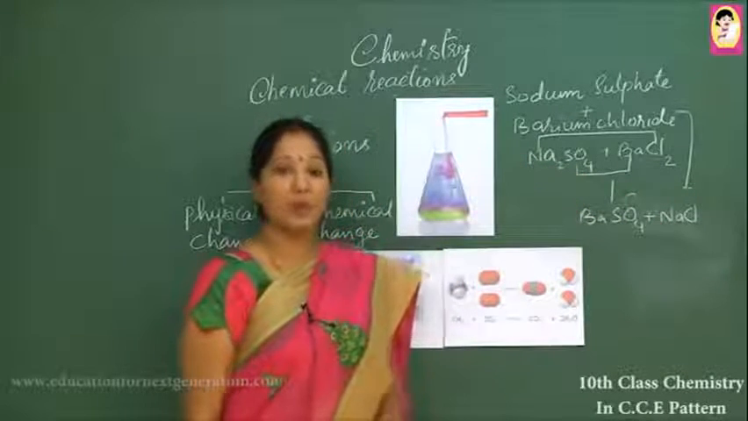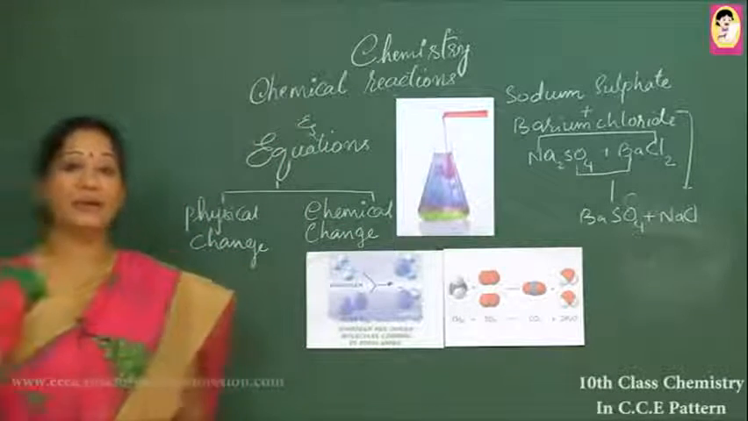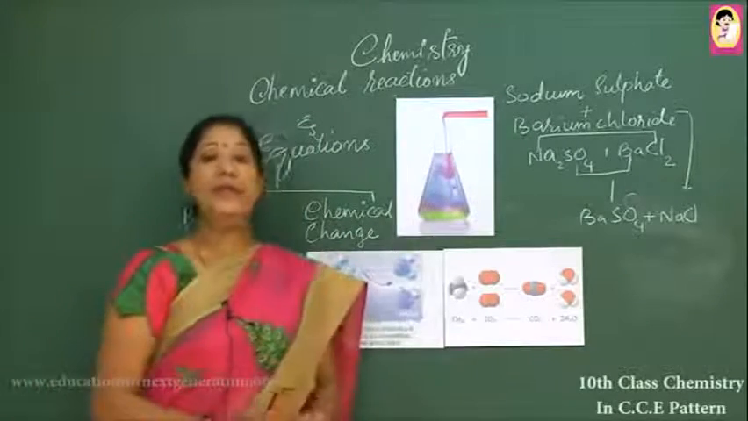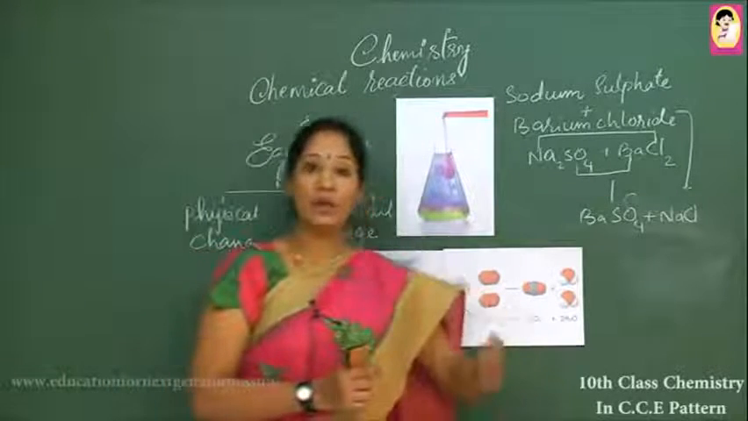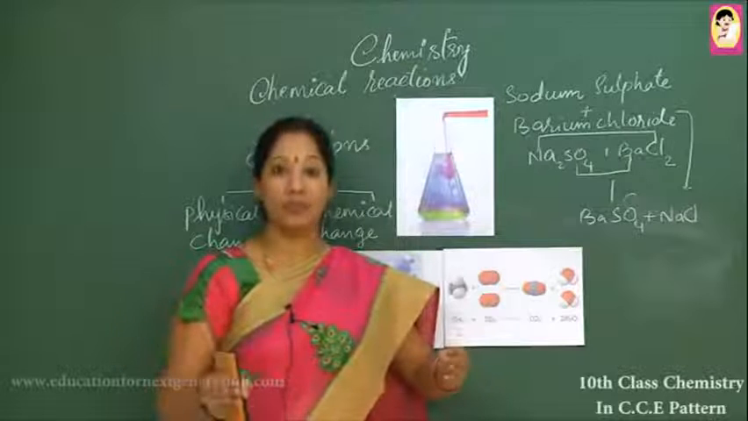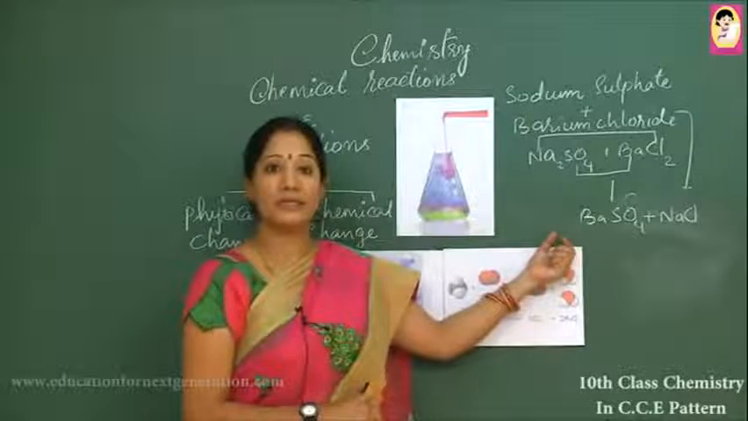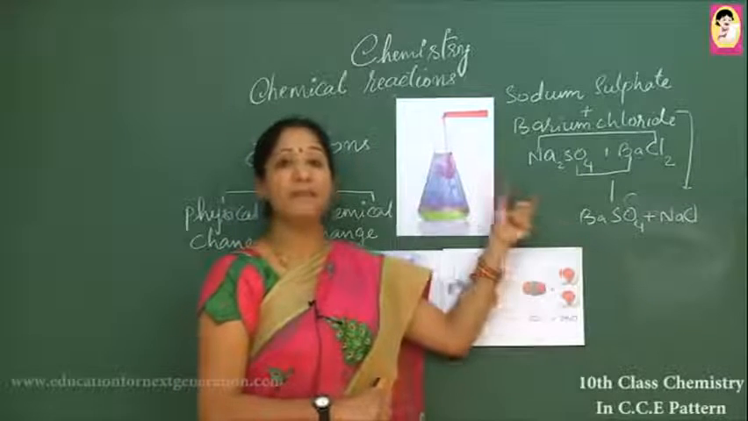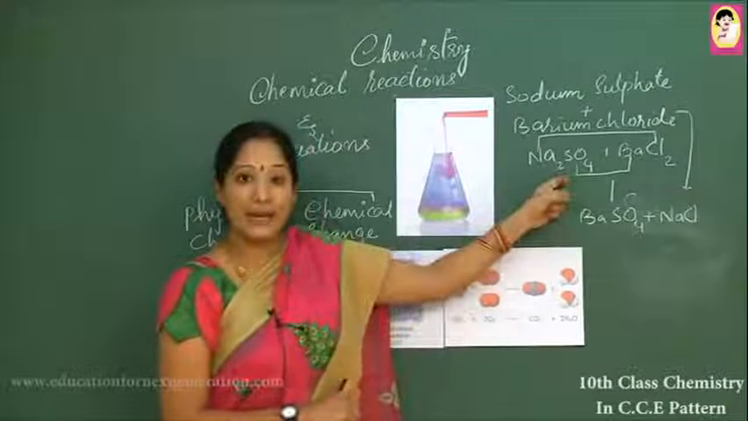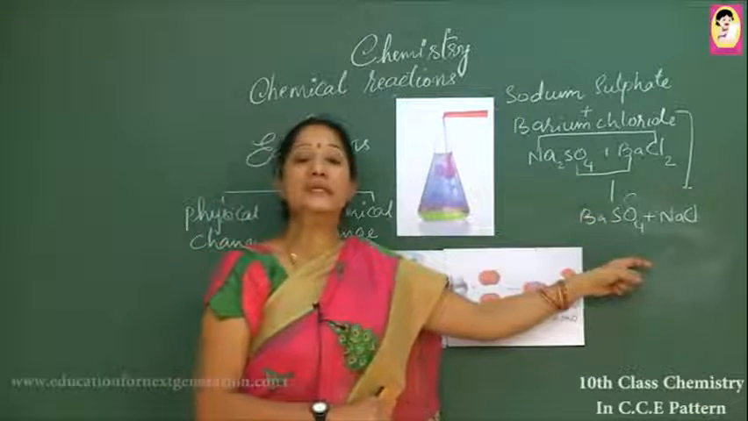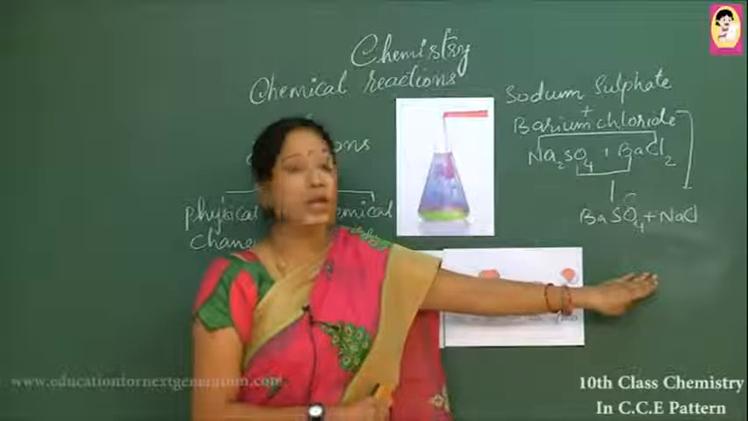Now the next question you may ask me is, what is a chemical reaction? A chemical reaction is when one component reacts with a second component, or two or more components, it gives rise to a new substance. The substance which is participating in a chemical reaction is called a reactant, and those which are the result of the chemical reaction are called products.